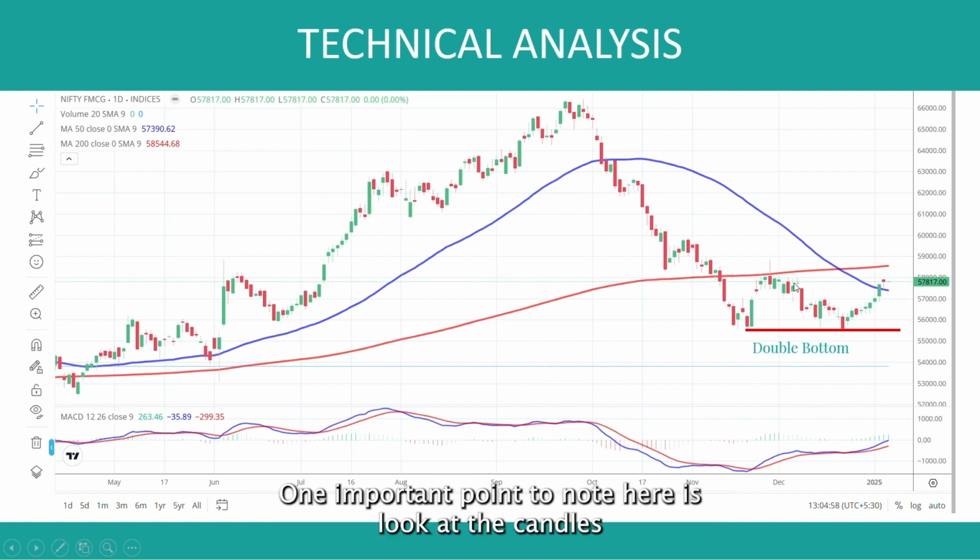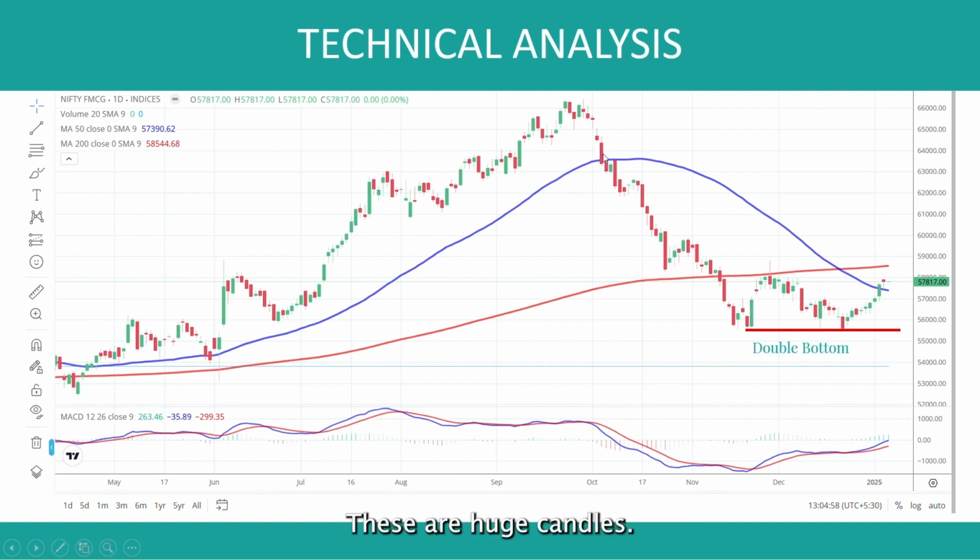Okay. One important point to note here is look at the candles which are getting formed over here on the way down, right? These are huge candles. These are denoting huge momentums, strong sellers in the market, and hence you could see a drastic drop in the prices getting consolidated further on its way down.